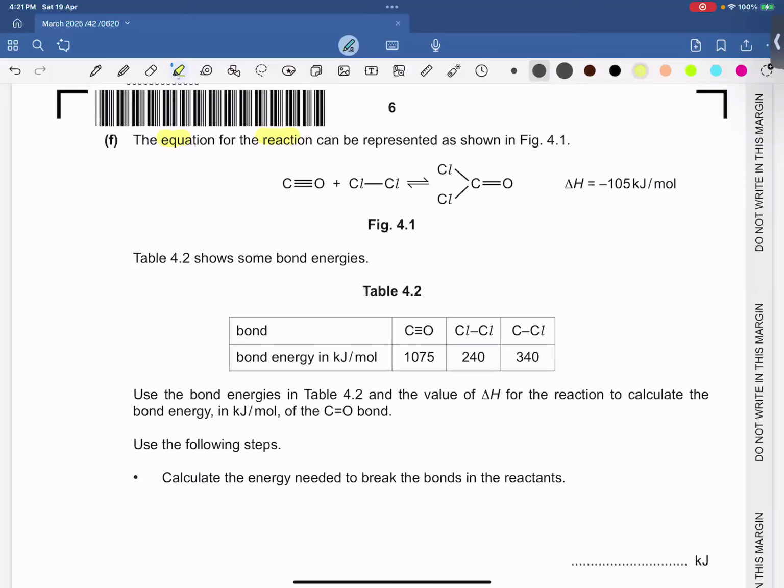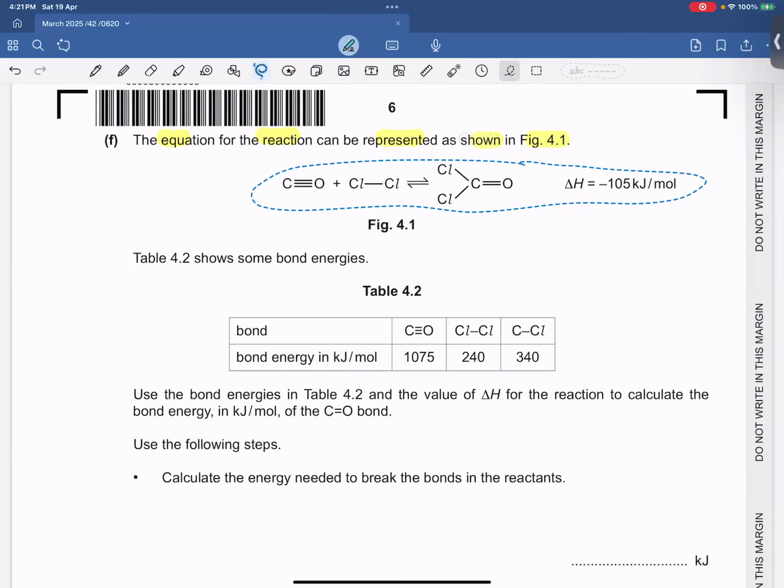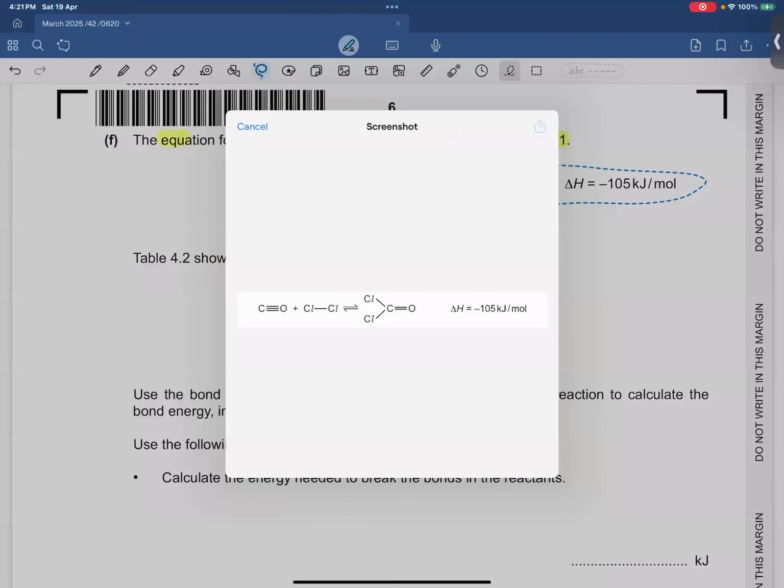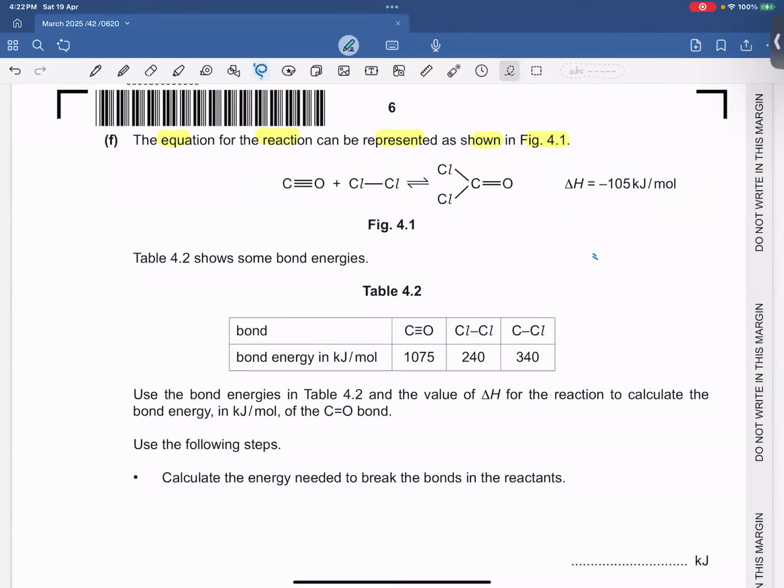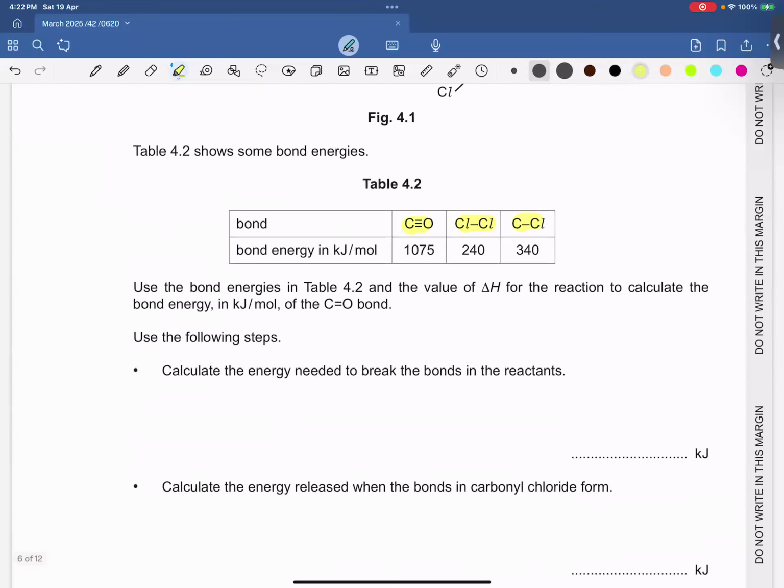Okay. Part F. The equation for the reaction can be represented as shown in figure 4.1. By the way, the forward reaction is exothermic. Let me copy this equation. So the examiner has given us some bond energy data values, and the examiner is looking for the bond energy of the carbon double bond oxygen bond. All right. And the delta H value is also given.